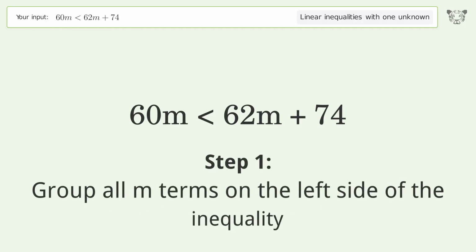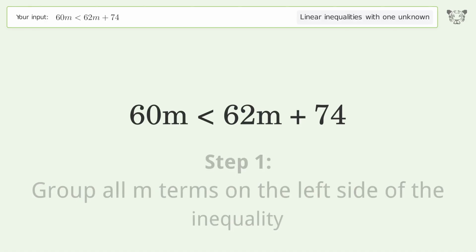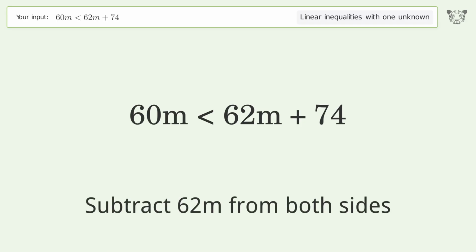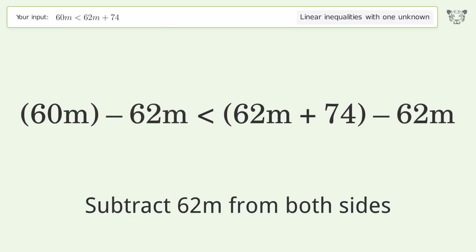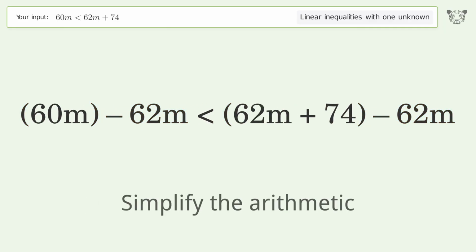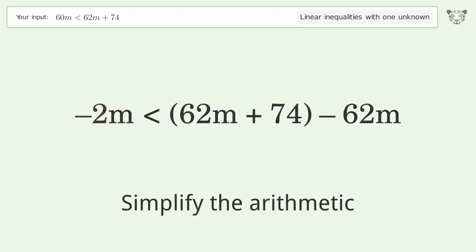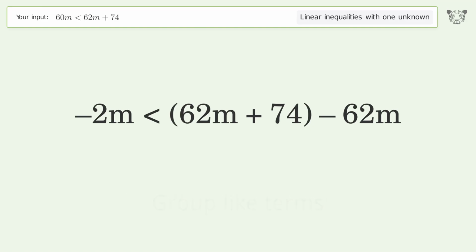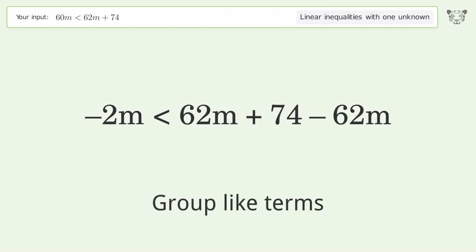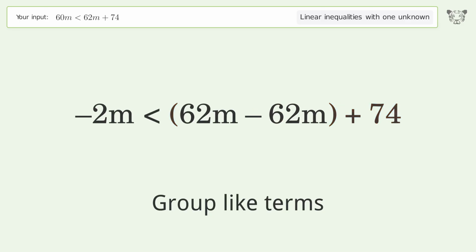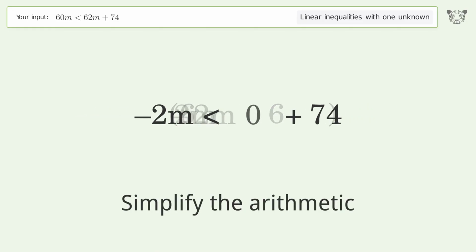Group all m terms on the left side of the inequality. Subtract 62m from both sides. Simplify the arithmetic. Group like terms. Simplify the arithmetic.